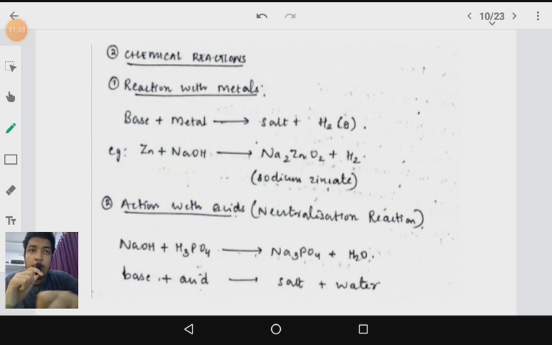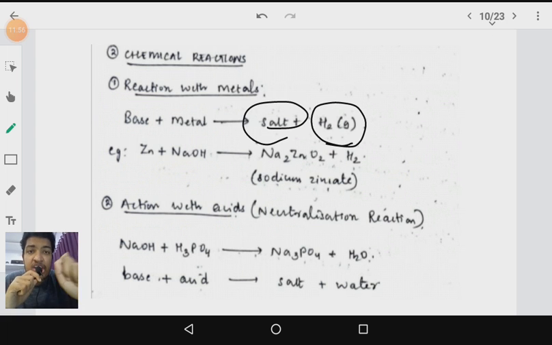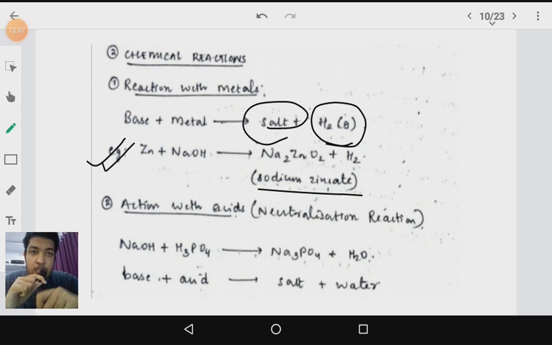Next, we are going to talk about the chemical reactions of bases. So when a base is reacting with a metal, it results in the formation of salt and hydrogen, the same reaction as expected from an acid. So here we have an example. Zinc, when it is treated with NaOH, results in the formation of a salt, that is sodium zincate. The formula for sodium zincate is Na2ZnO2, plus hydrogen gas is also coming out.